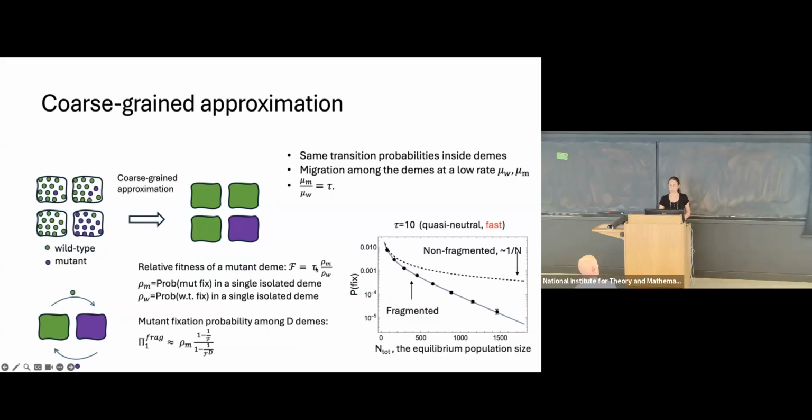This is the acceleration factor. This is the probability of mutant fixation in a single isolated gene. This is the probability of a wild-type fixation in a mutant gene. And this is what we call the relative fitness of a mutant gene. So this goes into the Moran process formula. That gives me the probability of fragmentation.